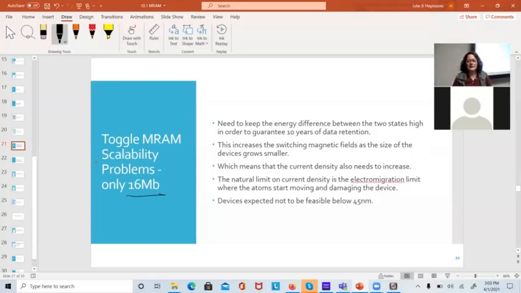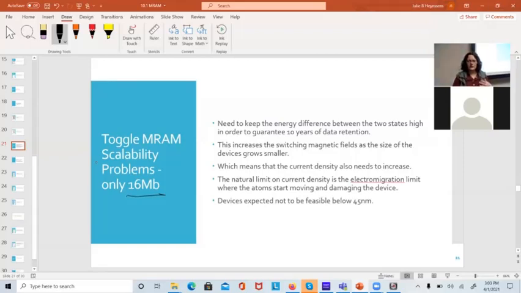And I'm going to have a high energy difference. This high energy difference is going to mean I have to switch high magnetic fields, and it increases the switching field of these as the devices grow smaller. So I still have to have the high magnetic fields in a smaller area. The Webers per nanometer square get to be astronomical compared to the Webers per micrometer squared if they're in a smaller area. And there is a natural limit on how much current we can put in there to induce these magnetic fields.